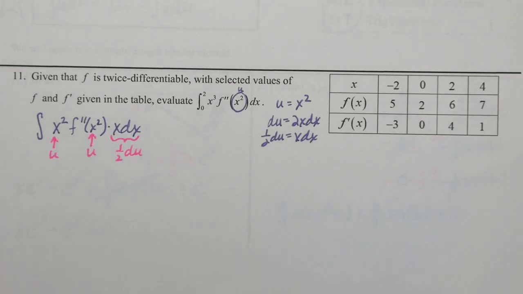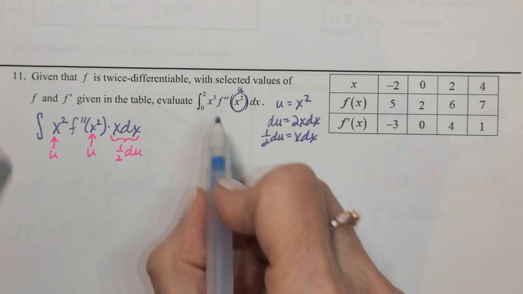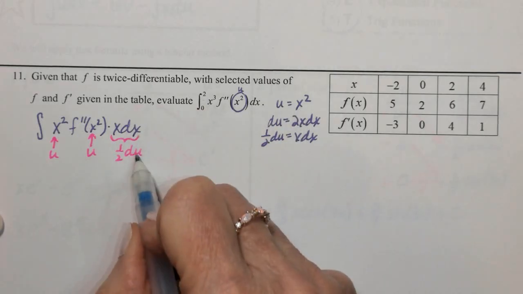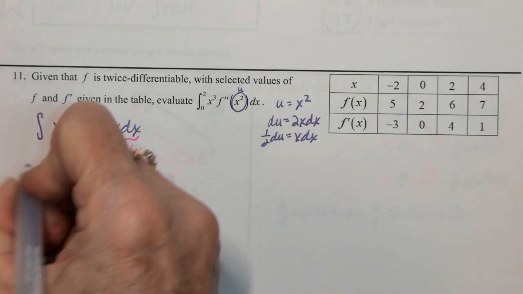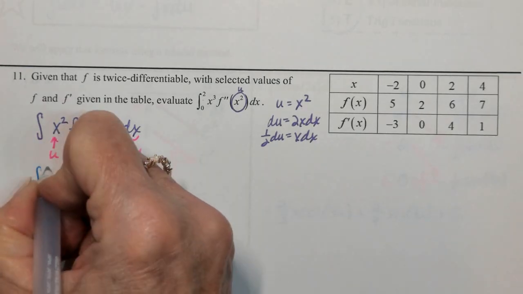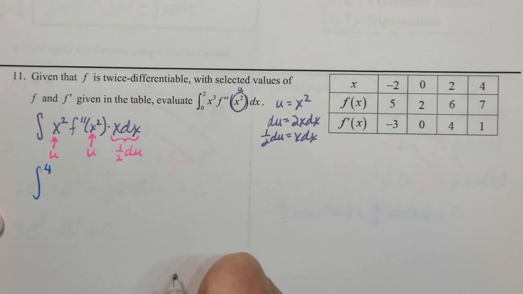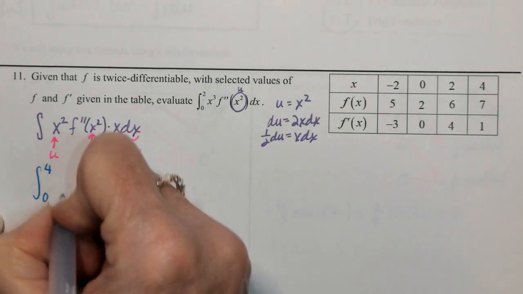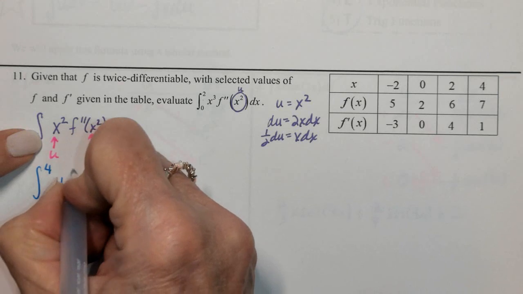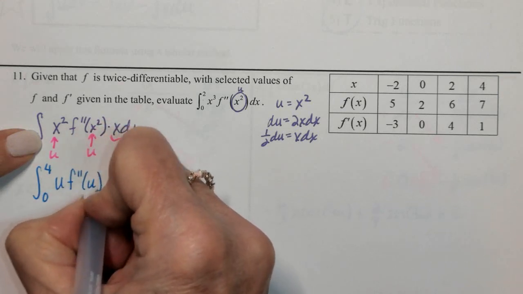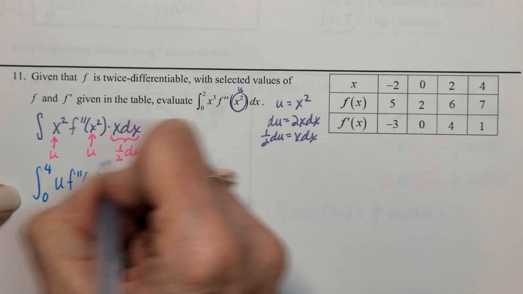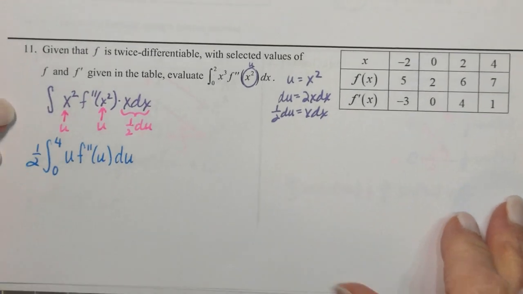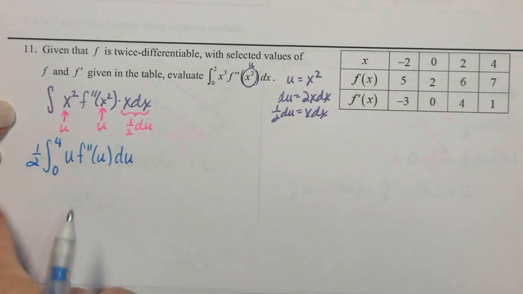Now, what about our boundaries? We need our u boundaries. The top boundary was 2. The u boundary will be a 4. The bottom boundary was 0, it's going to stay a 0. Then I'm going to have u f double prime of u du times 1/2. There's my 1/2. You could keep your 1/2 in with the u or leave it out, it doesn't matter.